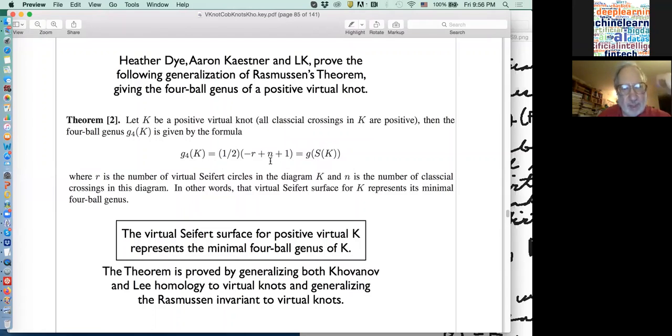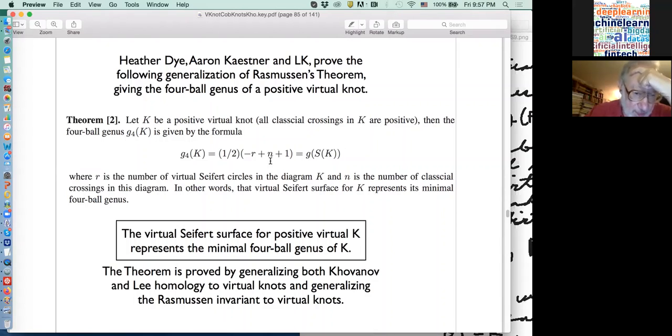The theorem is that the four-ball genus of a positive virtual knot, where all the crossings are positive, is given by the Seifert cobordism surface. That's as small as it can get. Isn't that amazing? That's the theorem. And the proof is not so easy, but it is easier for us than the corresponding proof was for the people who invented it, for Khovanov homology, the first time.